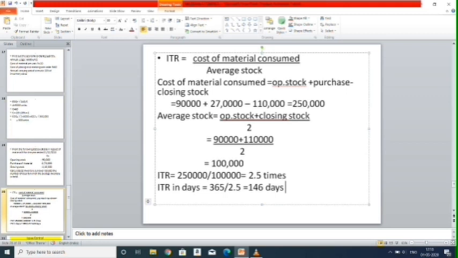Then ITR is equal to cost of material consumed divided by average stock, 2,50,000 divided by 1 lakh, that is equal to 2.5 times. Then second portion, ITR in days, 365 days divided by 2.5, 365 number of days in a year approximately, that's equal to 146 days. I think it is clear for all of you.